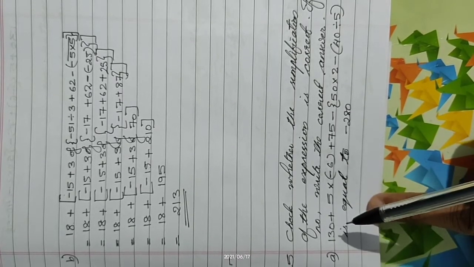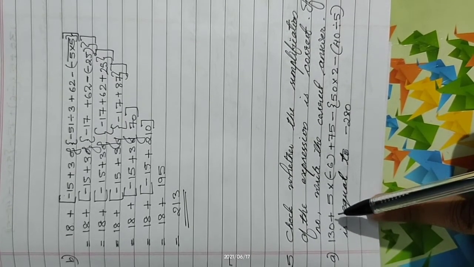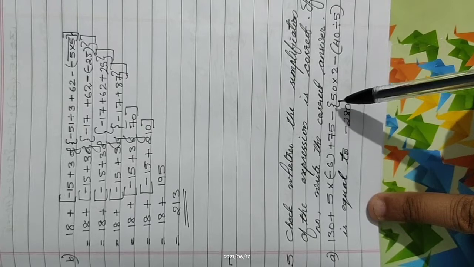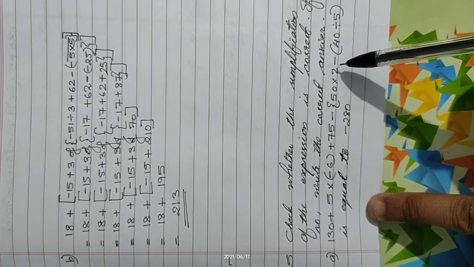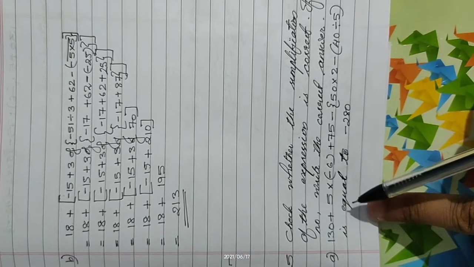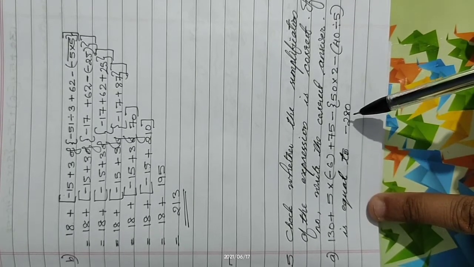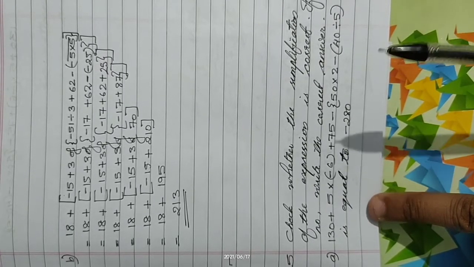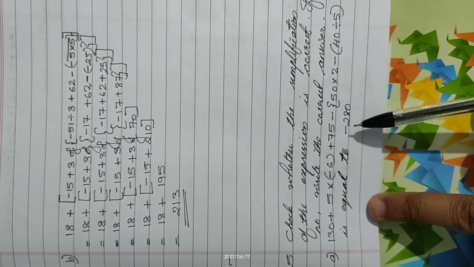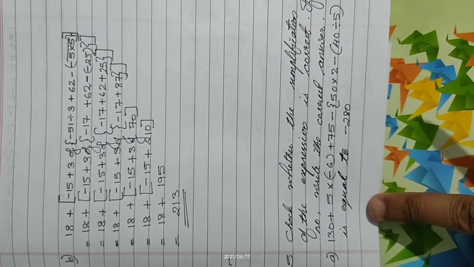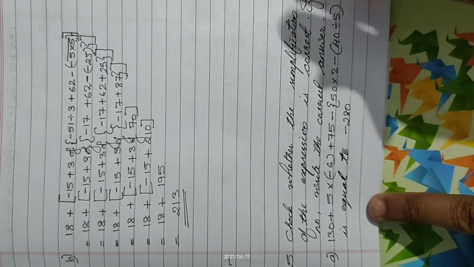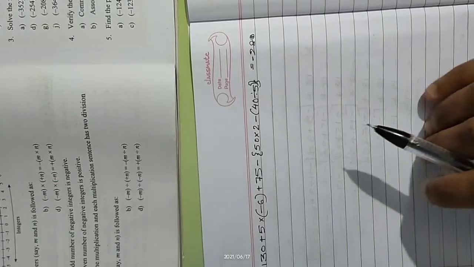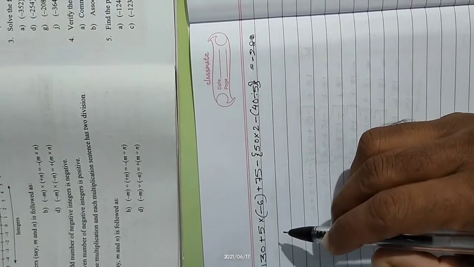So first question, 130 plus 5 into negative 6 plus 75 minus curly bracket 50 into 2 minus 40 divided by 5, and its answer is given. It is equal to negative 280. Whether it is right or wrong, we can identify only after solving this expression. If we get negative 280, then we say yes, otherwise it is no. Therefore we solve this.